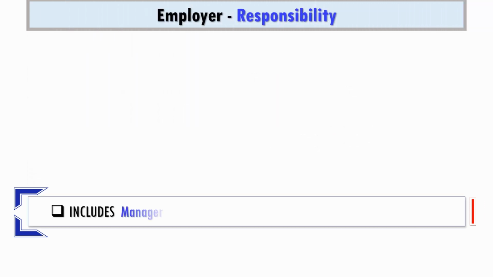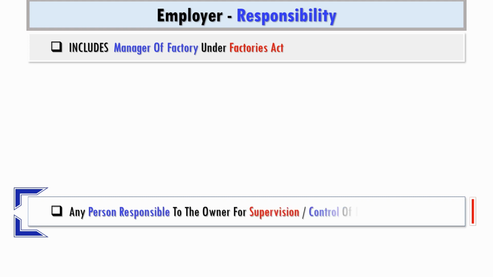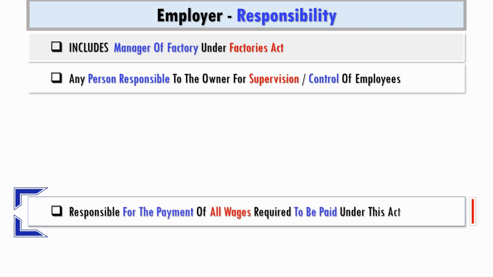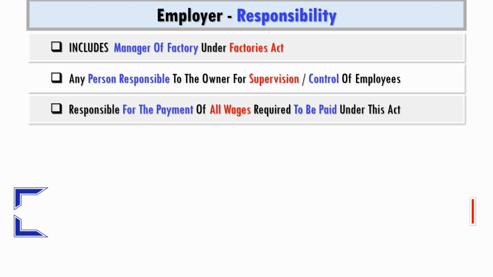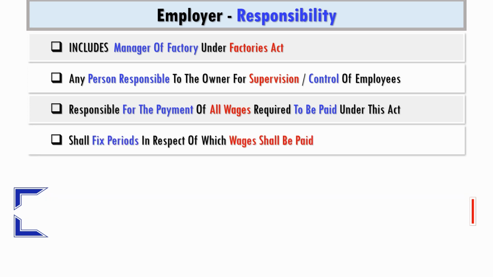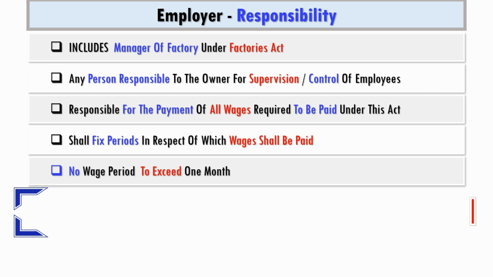Employer is the key person responsible under the Act, and it includes manager of factory under Factories Act or any other person who is responsible to the owner for supervision or control of employees. The employer is responsible for payment of all wages payable under the Act, and he shall fix the period in respect of which wages shall be paid, and the requirement is no wage period shall exceed 1 month. It can be a day, be a week, be a fortnight, or a month.